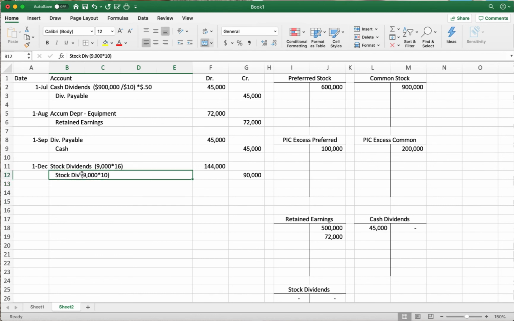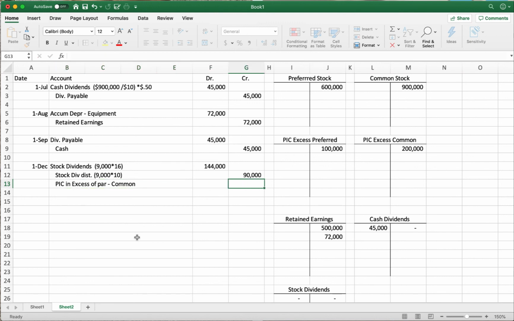Okay. And bear with me here. We're saying stock dividend distributable, right? Because it's a liability. We have to distribute this stock. We owe our stockholders more shares. Okay. Then I need to credit my paid in capital in excess of par, common. So I'm going to credit it for the difference, which is $54,000.